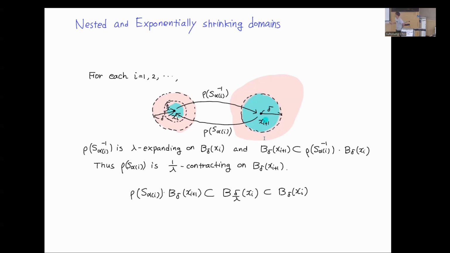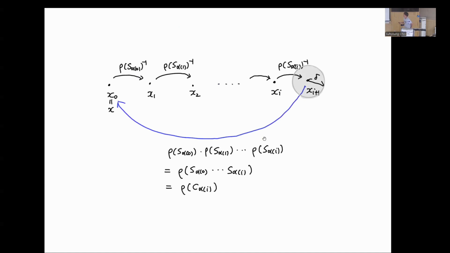So that means that if you put back the delta ball of Xi plus 1, then this is contained in the delta over lambda ball of Xi. So this is lambda contracting. So this can happen at every step. Then you can put back the delta ball to the X by using all these elements. Then this is exponentially contracting on the delta ball.